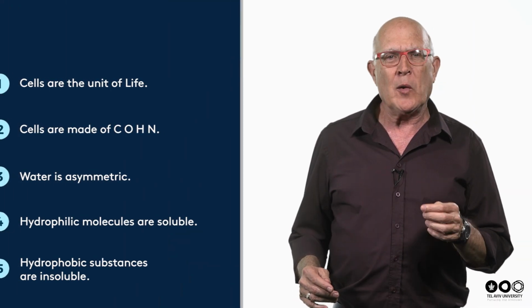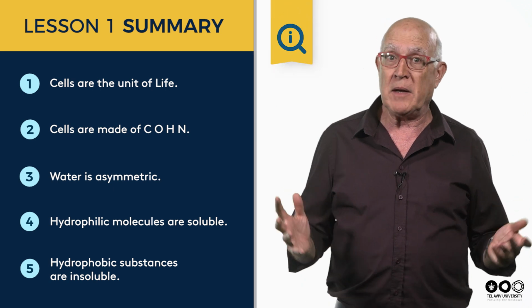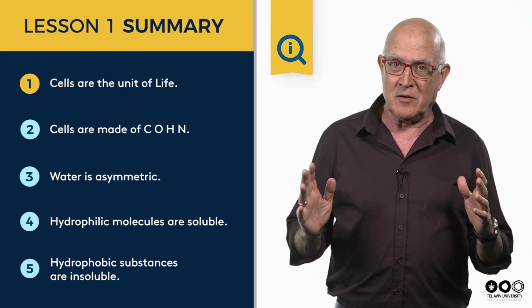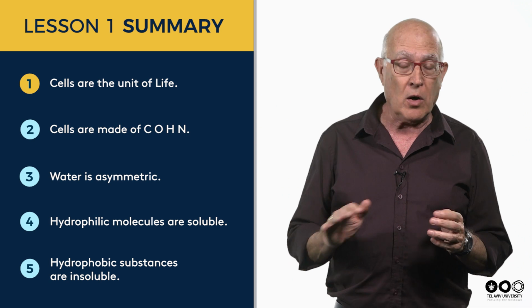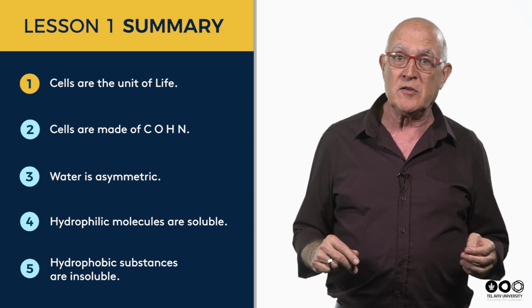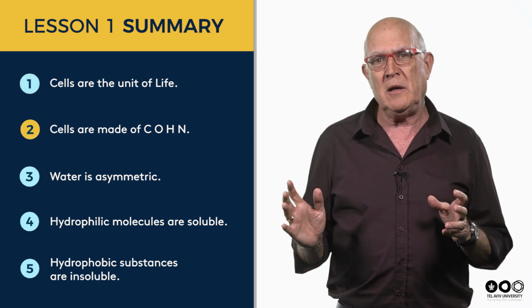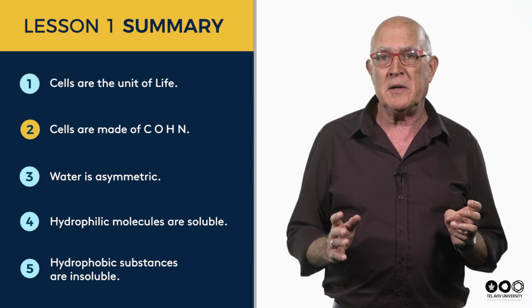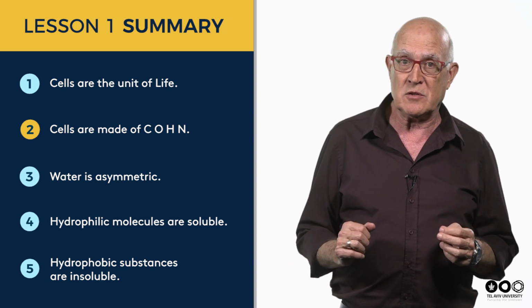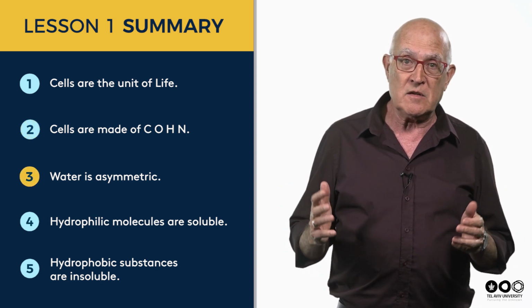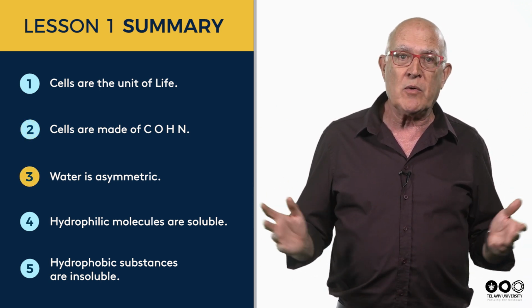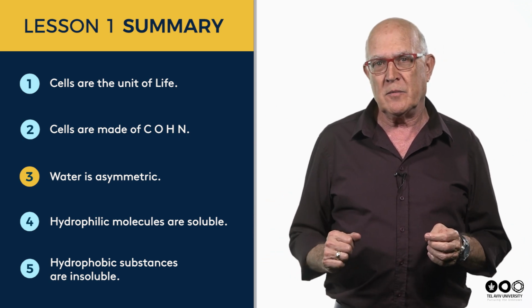Here, the following might help to summarize some of the main points. Cells are the unit of life. All living organisms are made of cells, and cells are alive. Cells are mostly made of 4 chemical elements: carbon, oxygen, hydrogen, and nitrogen. 70% of us is water, and most of the rest are macromolecules.